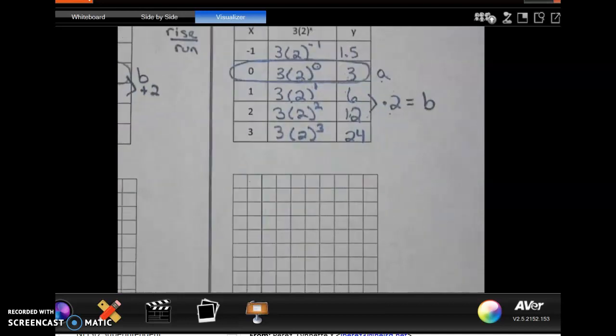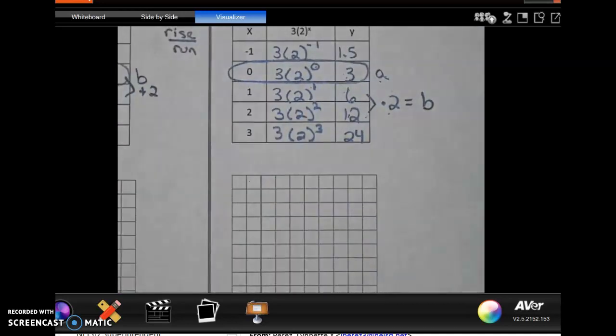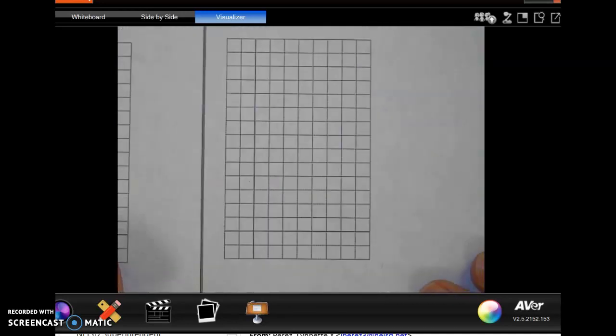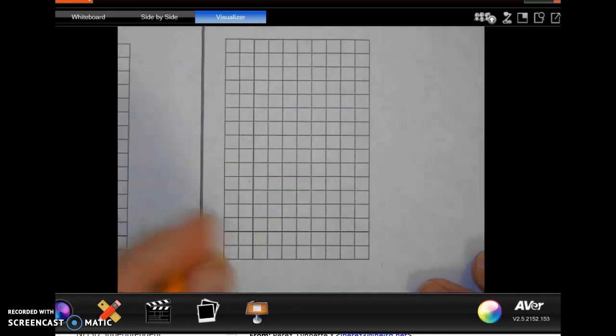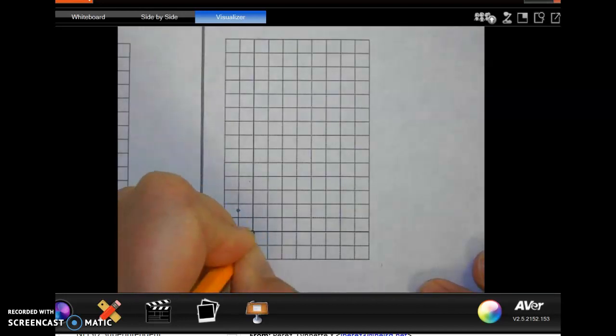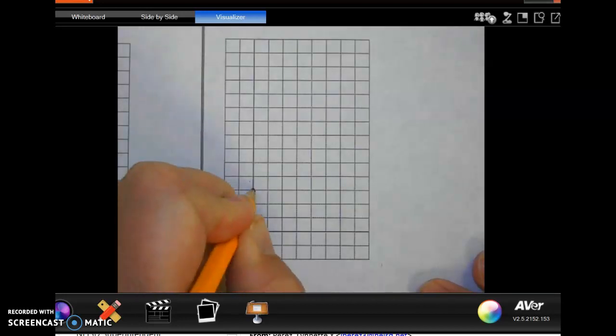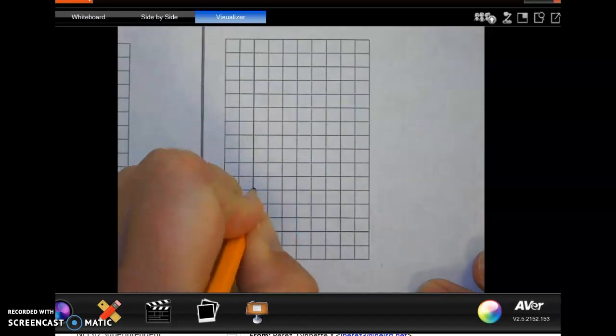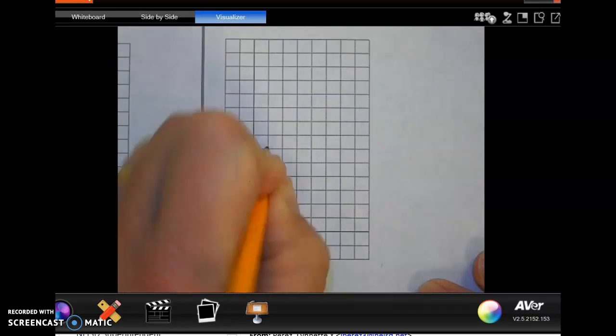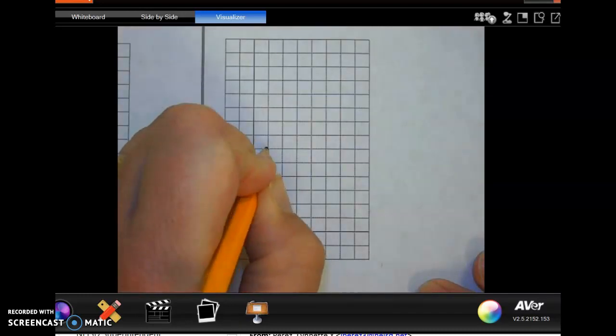Okay, graphing this. So, all right, so you can see your table. So negative 1, 1.5, 0, 3, 1, 6, 2, 12.